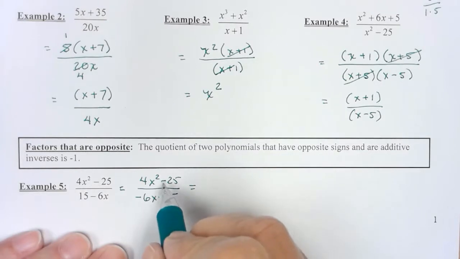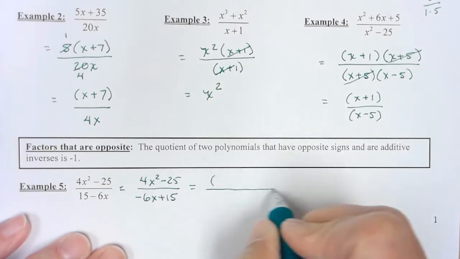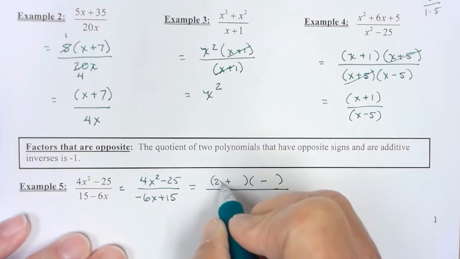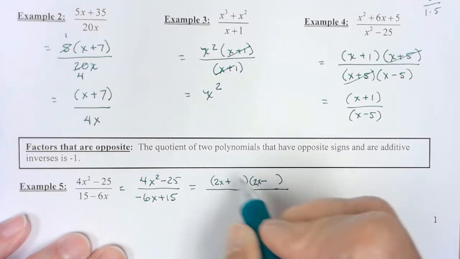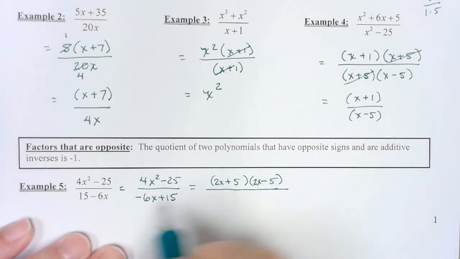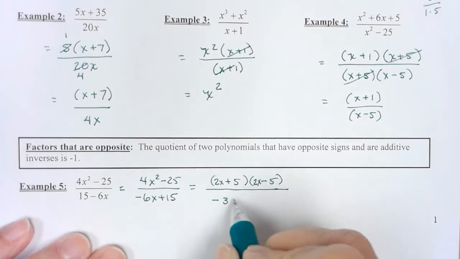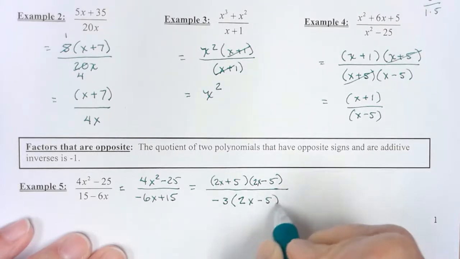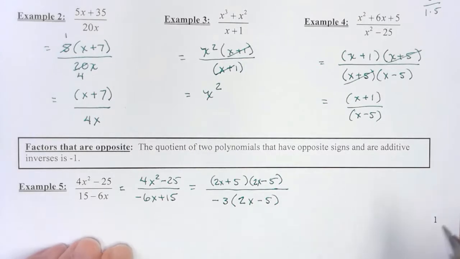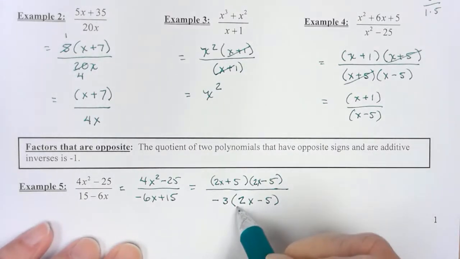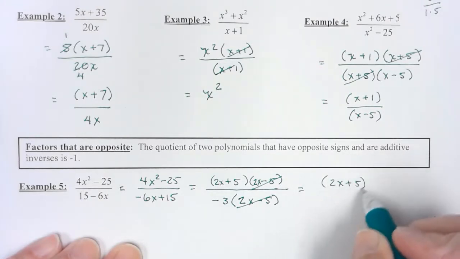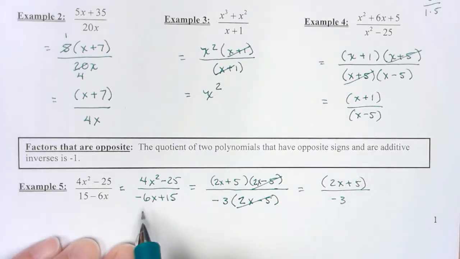Now in the numerator, I've got a difference of perfect squares, so let me go factor that. In the denominator, I'm going to factor out a -3. And that would give me a 2x minus 5. Remember, when you factor out a negative, your signs change. So I do have a binomial that's a common factor. If I did not pull out that negative, I would not have been able to factor anything.